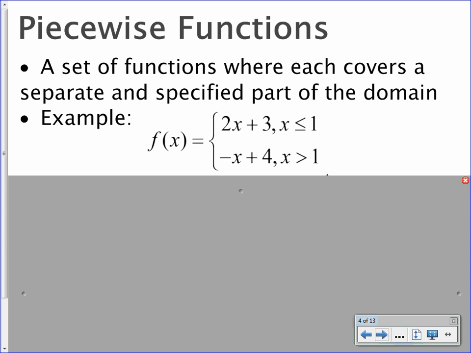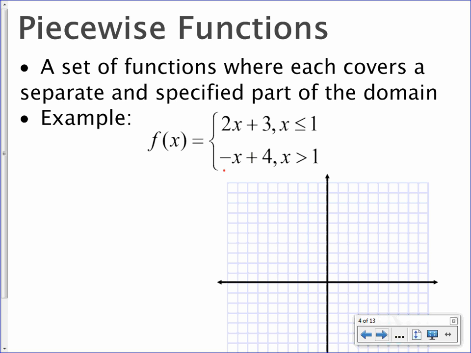So this is saying our function is 2x plus 3 when our domain is x less than or equal to 1. Our function is negative x plus 4 when our domain is anything above 1. Now, what kind of function is 2x plus 3? Oh, it's linear. Negative x plus 4? Linear. Okay, so we have pieces of 2 different lines.